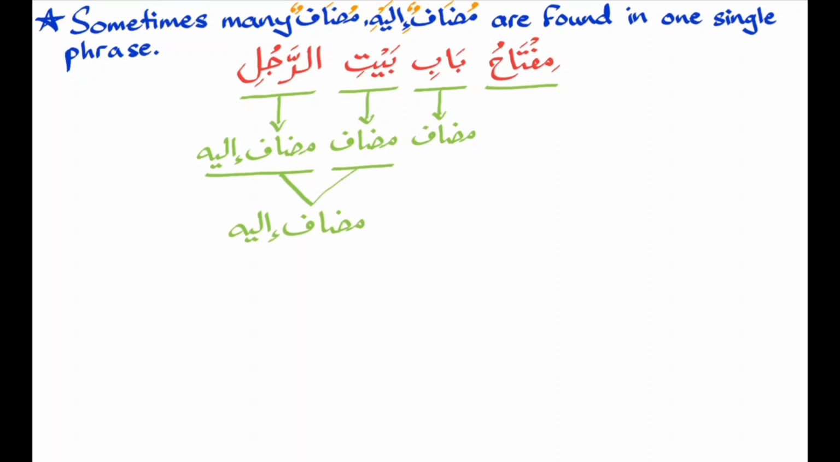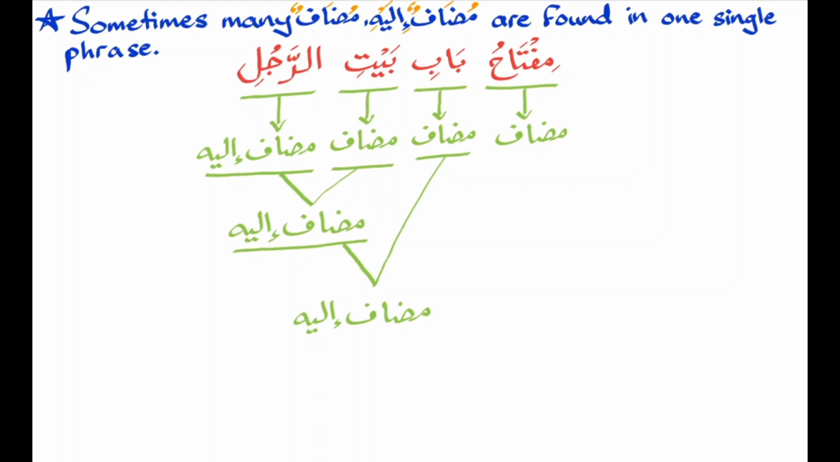Now we look at the first word, which is miftah. And we know right away that since miftah is the first word coming in the sentence or in the phrase, miftah is going to be the mudaf of babi bayt ar-rajul. And miftah is the mudaf of the whole thing coming after, babi bayt ar-rajul. So therefore, the whole babu bayt ar-rajul has to be the mudaf ilayh of miftah. So now you connect bab, which is the mudaf right now, and you connect bayt ar-rajul, which is the mudaf ilayh, and both mudaf and mudaf ilayh both become the mudaf ilayh of miftah, which is mudaf.